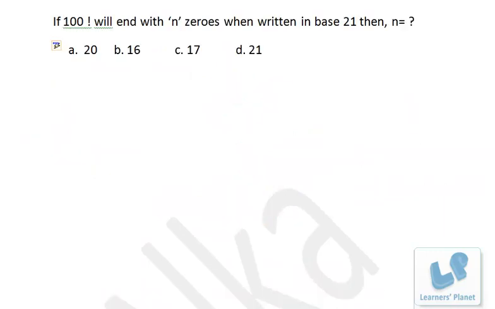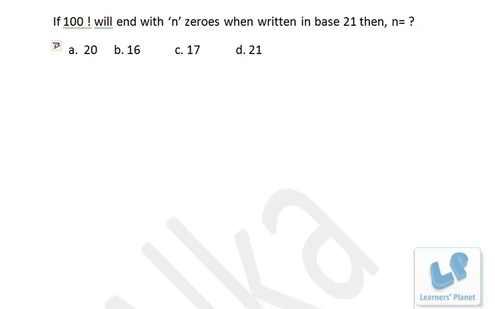Now I have this interesting question with me. If 100 factorial will end in n zeros when written in base 21, then what is the value of n? Precisely, if 100 factorial is completely expanded not in the decimal system but in the 21 system, then how many zeros will be there at the end of this expansion? That has been asked, right?